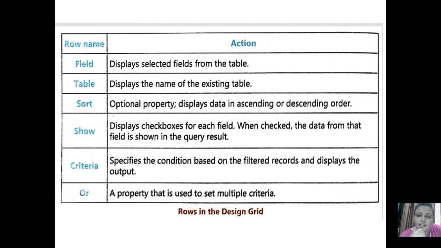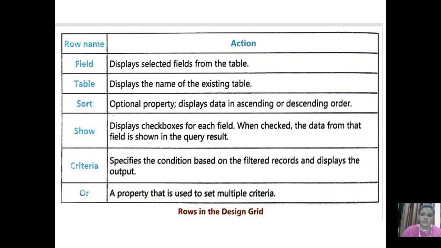Next, criteria. What is criteria? It is a specific condition, right? It specifies the condition, and based on it the records are filtered and the output is displayed. Next is or, a property that is used to set simple criteria. Now setting criteria, that we'll see in form and report.